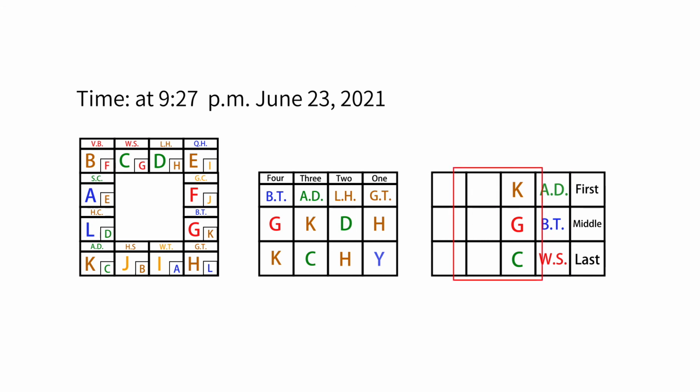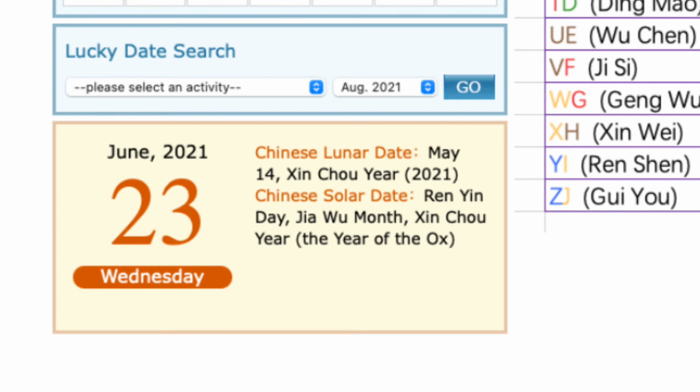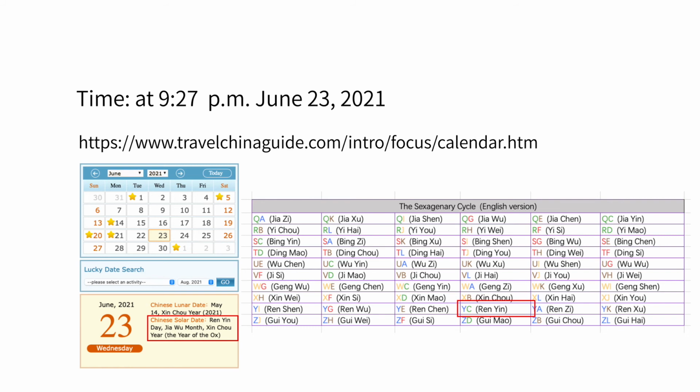We write in this column what the heavenly stems of these three terrestrial branches corresponded to during that Xun. I have just introduced how to determine which Xun a certain day belongs to. Let's look at the prediction date for this course. It's 27 past 1 p.m. on June 23, 2021. Through this web page, we can find out that the 23rd of June 2021 is Ren Yin Day, which is YC Day.